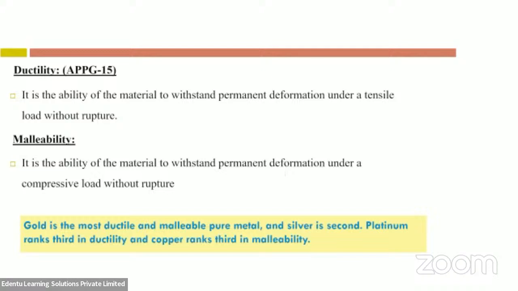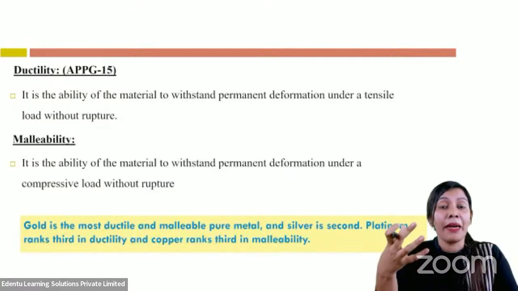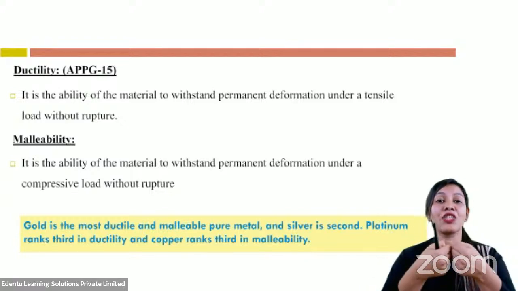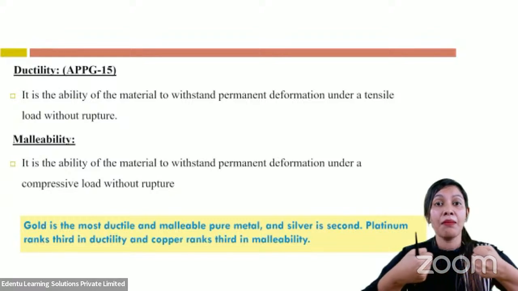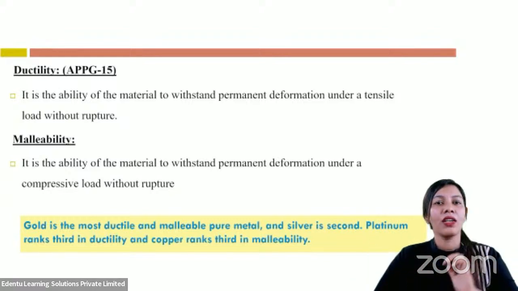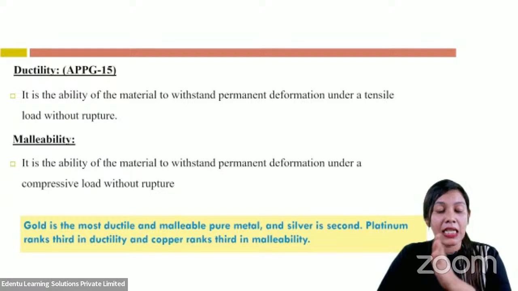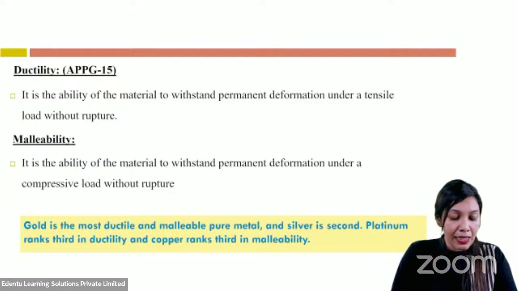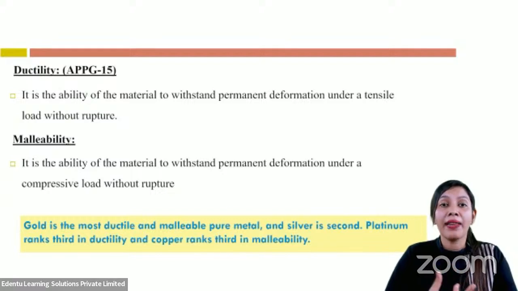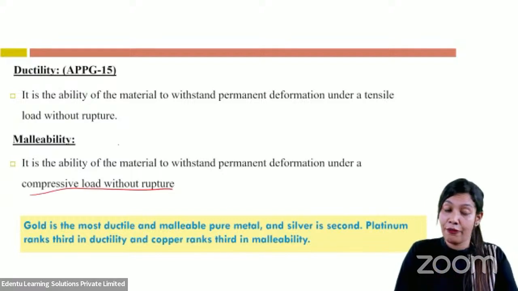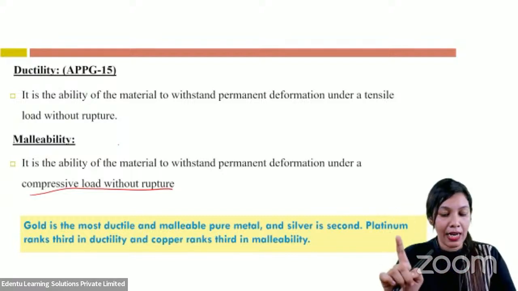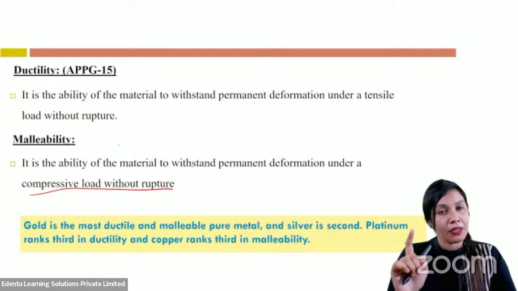What is ductility? Ductility is the ability of a material to withstand permanent deformation under a tensile load. That is, whenever we apply a force so that the material is drawn into a wire form, that is called ductility, where a tensile stress is given. Malleability means the ability of a material to withstand permanent deformation under a compressive load. This is very important that you have to keep in mind. Ductility is tensile, malleability is compressive force.